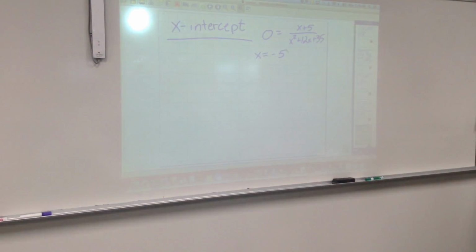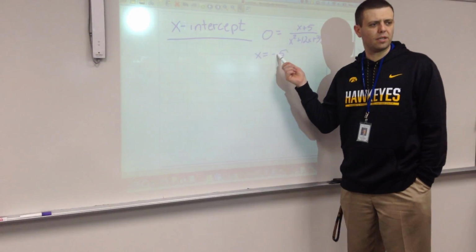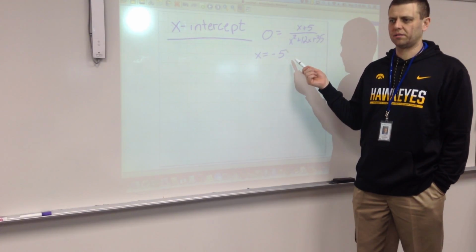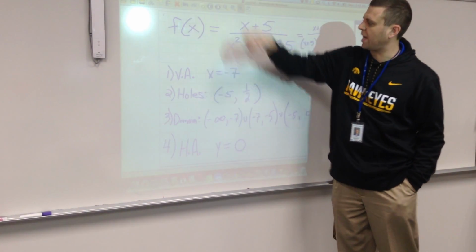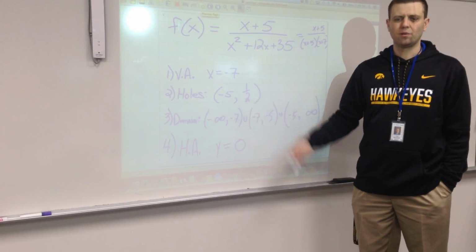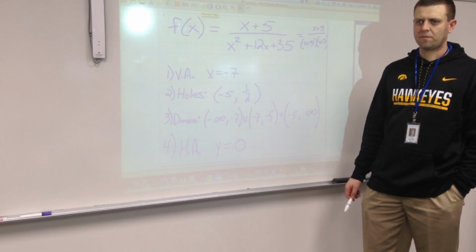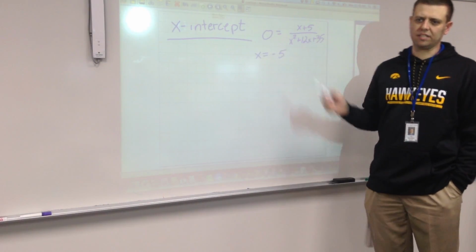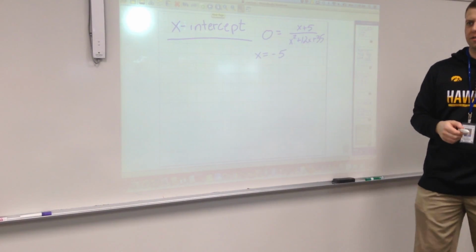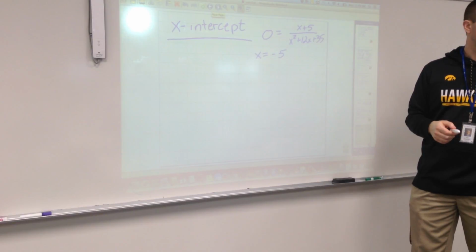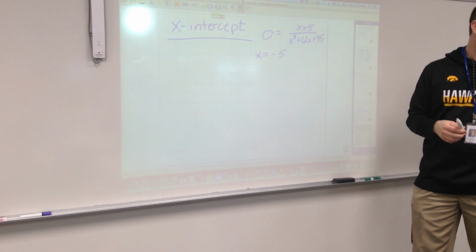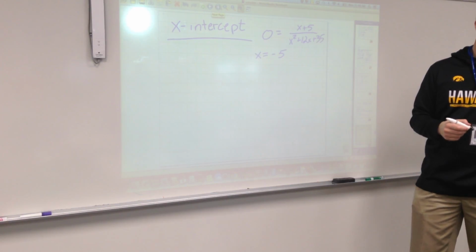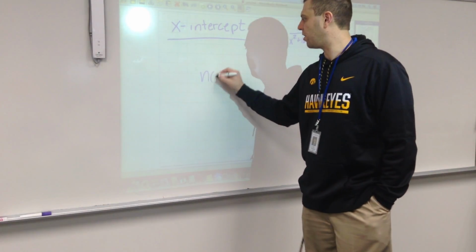However, you got to think back a moment. Will this be where the x-intercept is located? No, because what did we have at -5? We had a hole. This graph doesn't even exist at x equals -5. There's a hole there. So this graph never touches the x-axis. So therefore there are none.